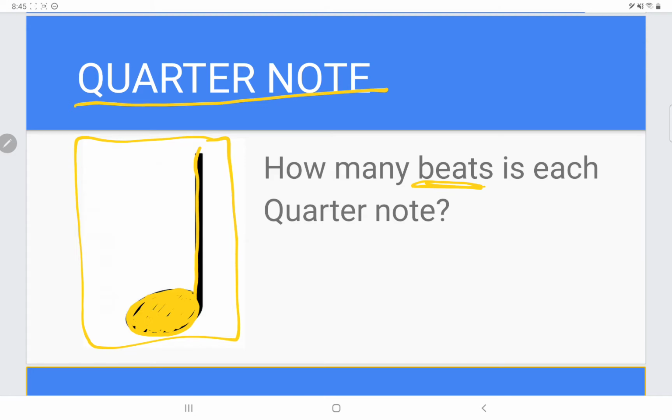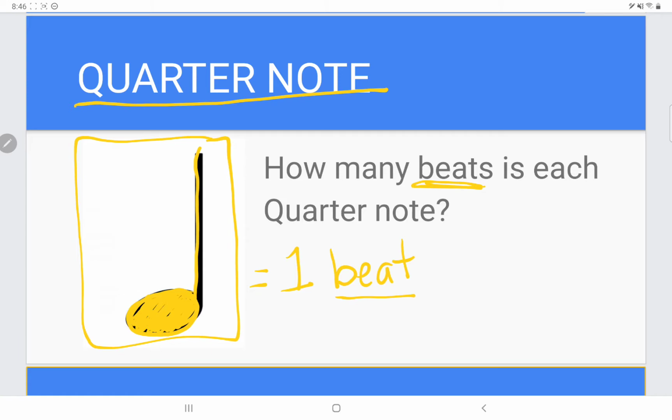And then we're also going to label it. So our quarter note is equal to 1 beat. Beat is a word that's special to music. It's kind of like how we measure music. So instead of saying like $1 or 1 quarter, we would say it's 1 beat.